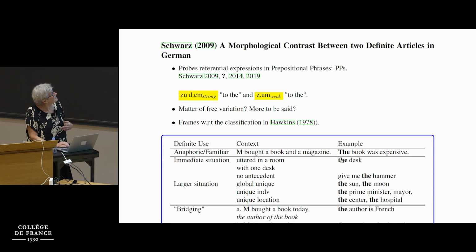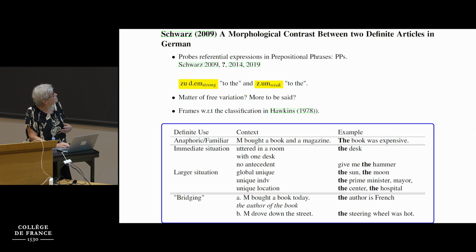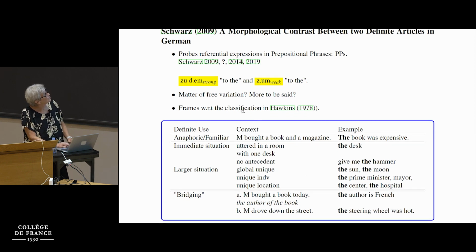So what he does is he frames his discussion with respect to the classification of Jack Hawkins from 1978. And what we see here in this table is there are different types of definite uses.